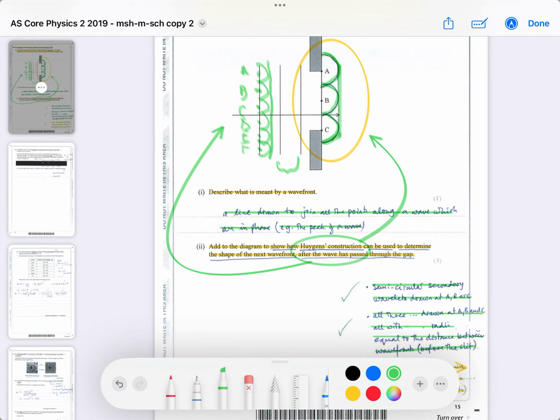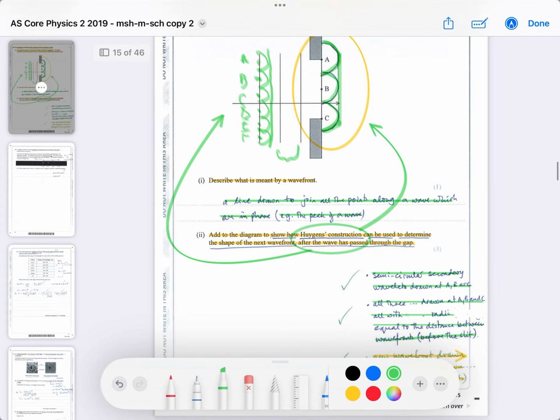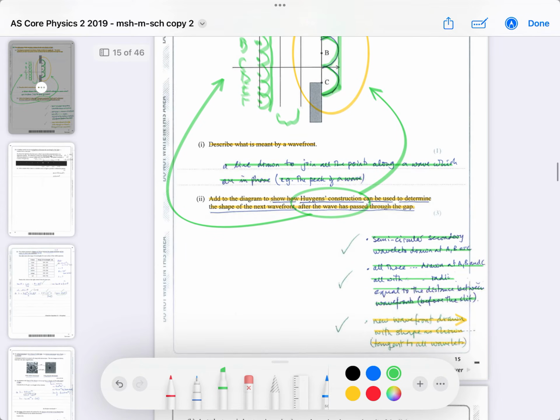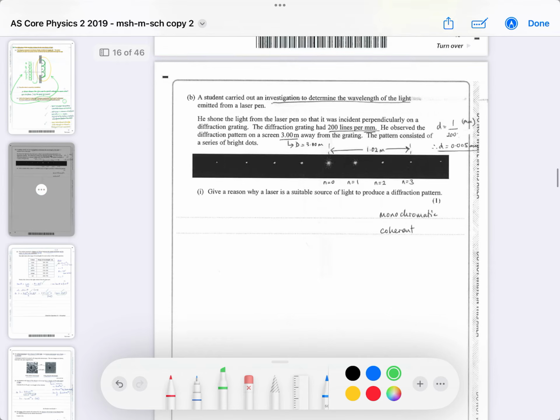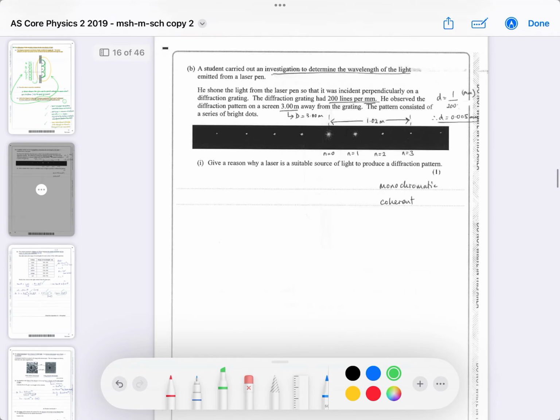Now, the more points you have, the better it is, in fact, but it's a really good question to learn from, to use Huygens construction, because it's made deliberately simple and made it only 3 marks. So first thing, you need to know what a wavefront is. Secondly, you need to know how to do Huygens construction, and it's usually used to explain diffraction.